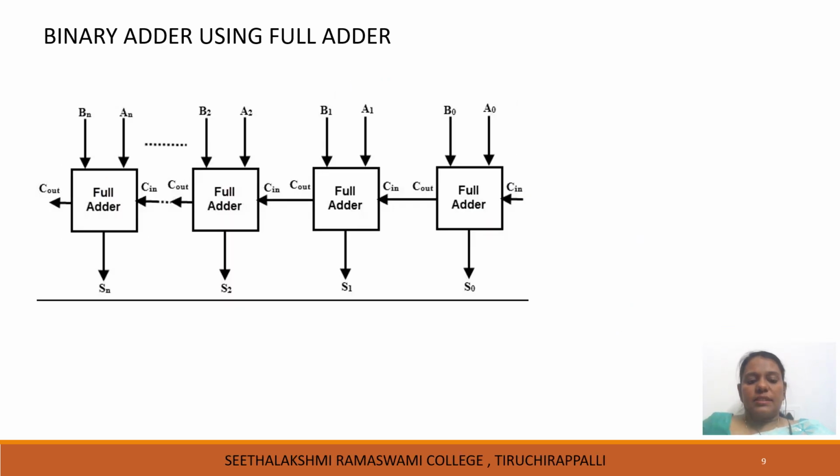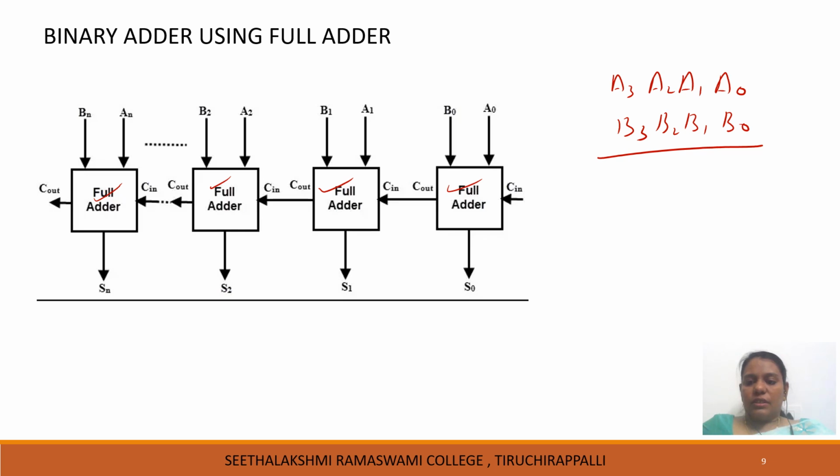Now we shall see how a binary adder works using a full adder. So here to design the circuit we use 4 full adders like this. So as we already know, we have to add two numbers, that is A0, A1, A2, A3 along with the next 4-bit number B0, B1, B2, B3.